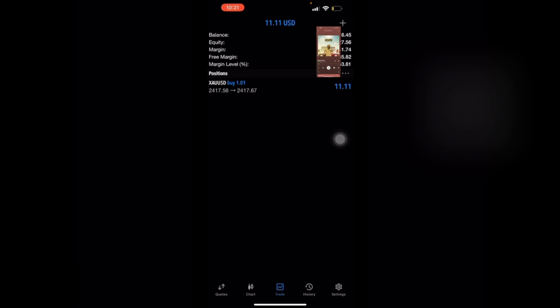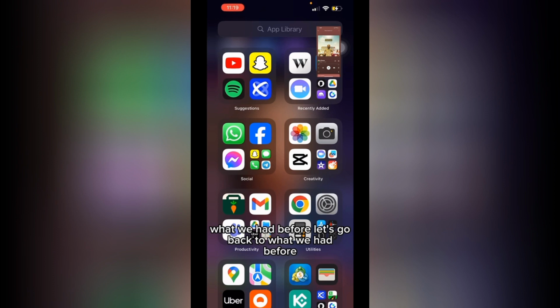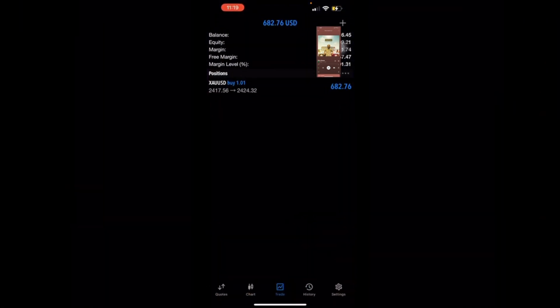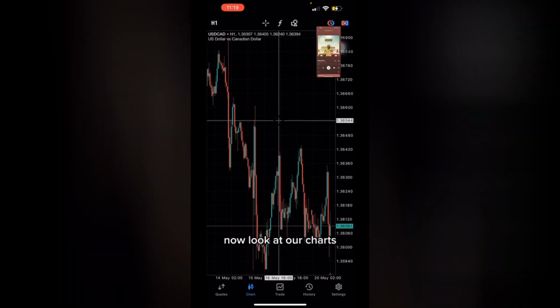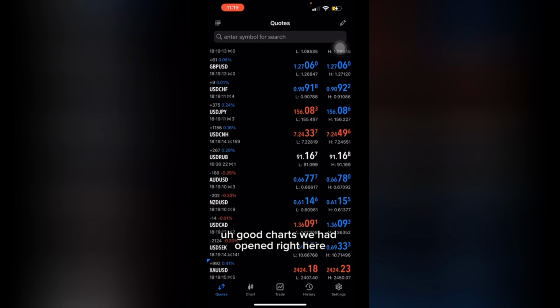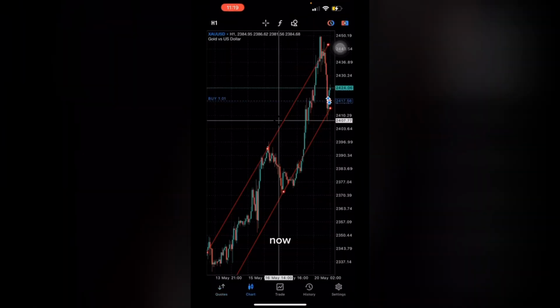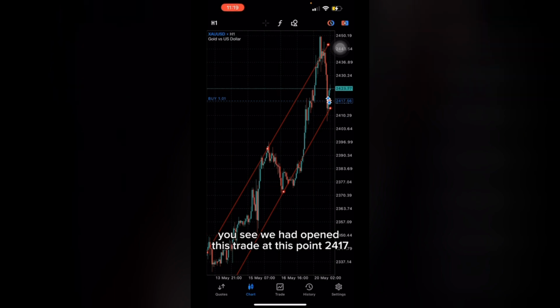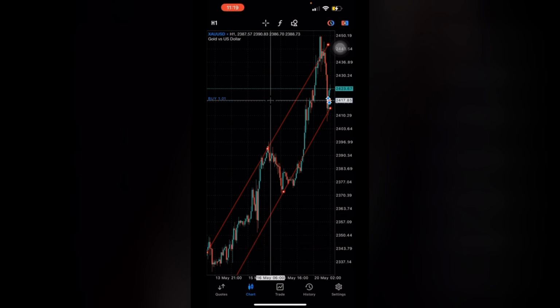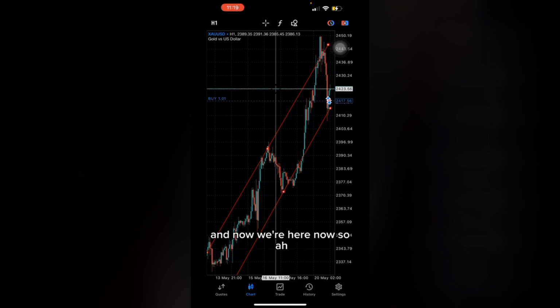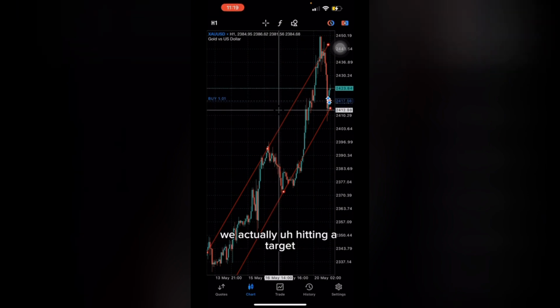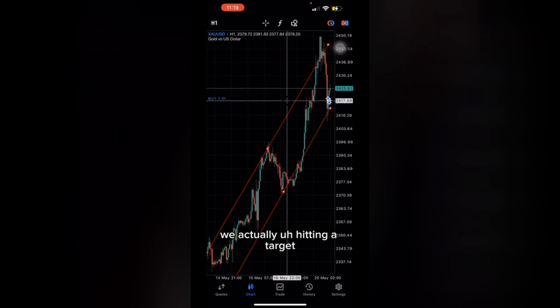That's it. So let's go back to what we had before. Now we're 681 bucks up. Now look at our chart. Gold chart we had opened right here. Now you see we had opened this trade at this point, 24.17, and now we're here now. So we're actually hitting our target.